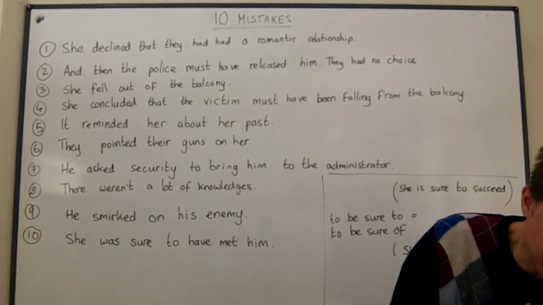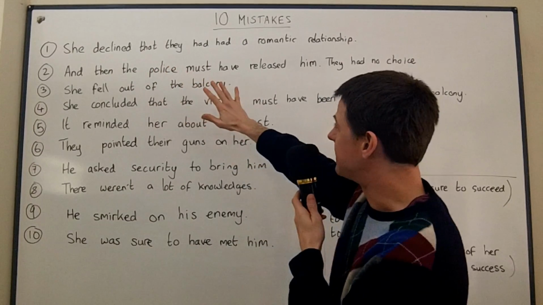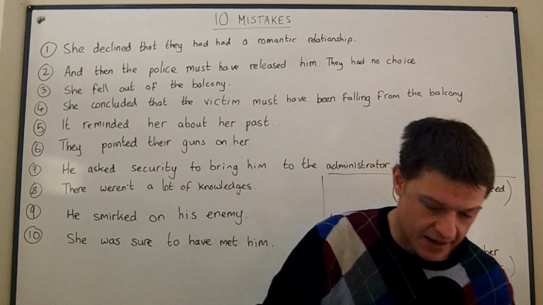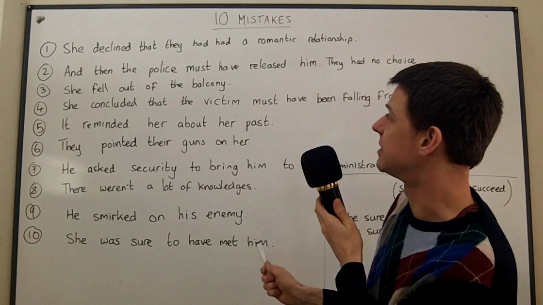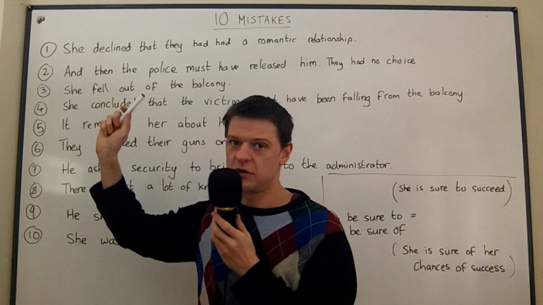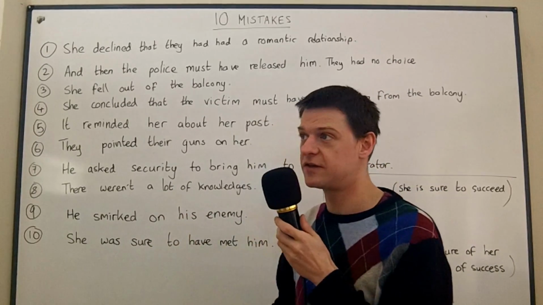Okay, 10 more mistakes. Number 1 is a very typical vocabulary mistake. She declined that they had had a romantic relationship. Now, declined is not the word you need here. Decline is very similar to refuse.